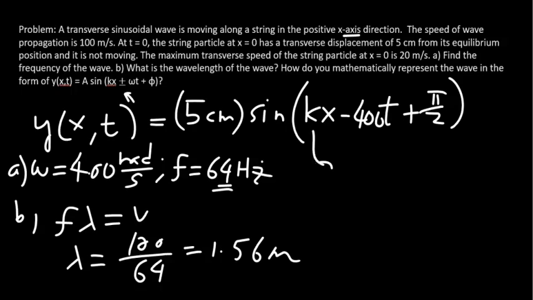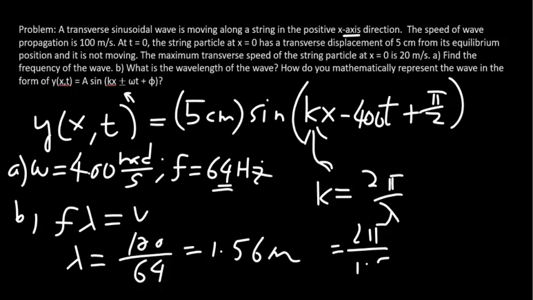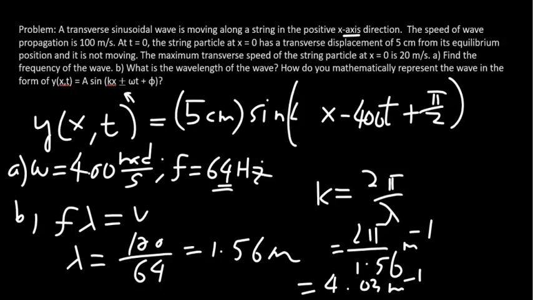Now all we have to do is to determine the wave number. The wave number is given by 2 pi over wavelength. So 2 pi over 1.56 per meter. And that's going to give you 4.03 per meter. And we can write that in front of x.